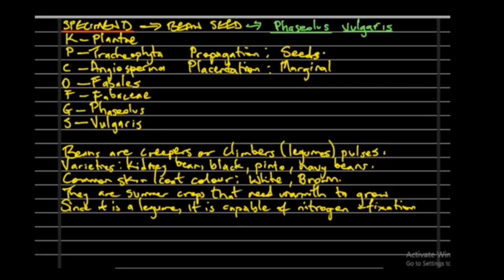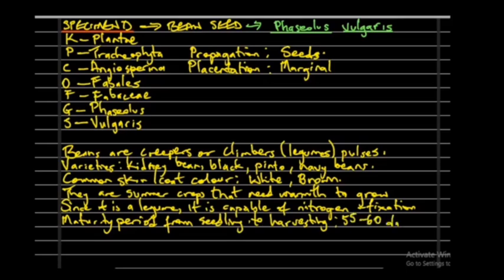The maturity period of this particular crop is about 2 months. Maturity period from seedling to harvesting, we have it to be about 55 to 60 days. That is approximately 2 months. So that is the maturity period of this particular crop.